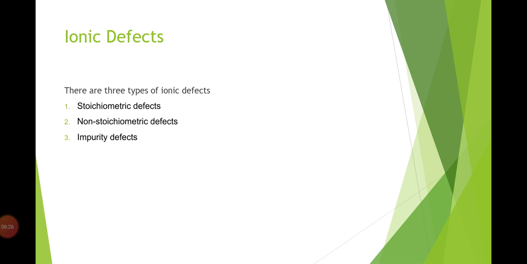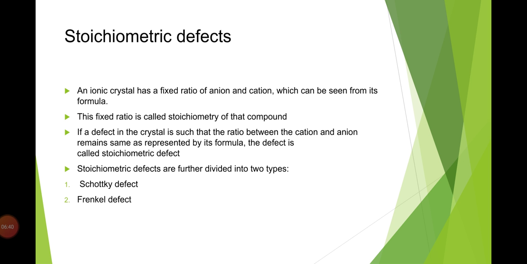Now ionic defects. Ionic defects are divided into three types. The first one is the stoichiometric defect, the second one is the non-stoichiometric defect, and the third one is the impurity defect. Now, stoichiometric defects.